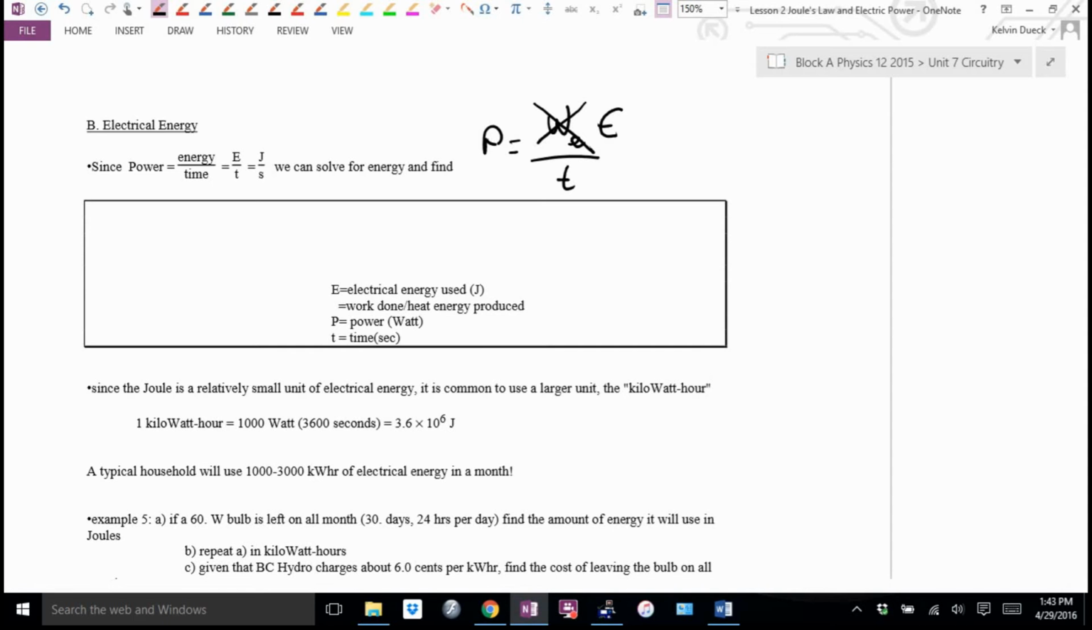How would I turn that into an equation for electric energy? How would I get the E by itself? You want to know how much energy an appliance is using? It's the power of the appliance times how long you leave it on, which on a basic level means the longer you leave something on, the more energy you're wasting. Well, duh, but there's the physics.